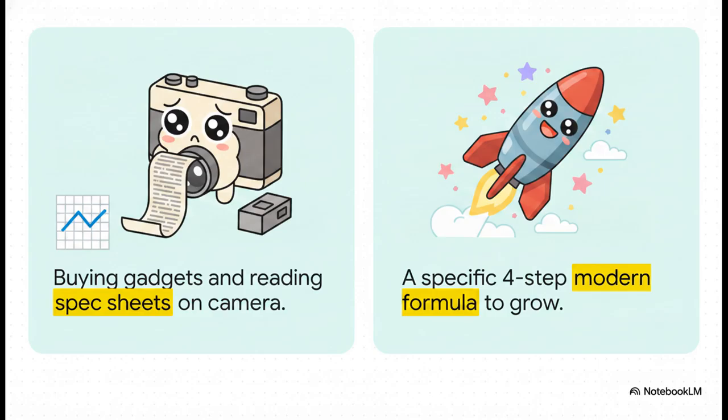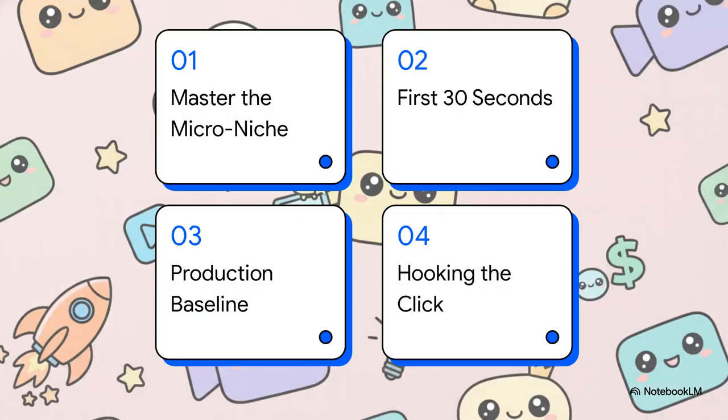Instead, you need a highly specific, modern formula to actually break through all that noise. And that formula is exactly what we're covering in this explainer. Here is our roadmap. Number 1, we're going to master the micro niche. Number 2, we'll master the first 30 seconds. Number 3, we're locking in your production value baseline. And finally, number 4, hooking the click.